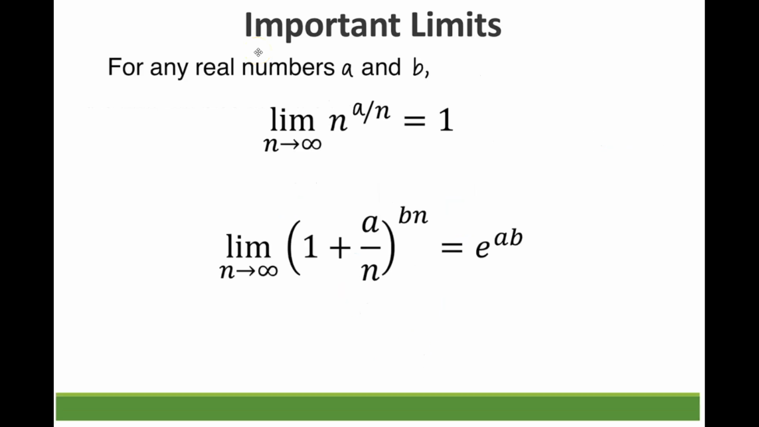The last example and this next example would benefit if we knew these important limits. For any real numbers a and b, the limit as n approaches infinity of n to the a over n equals 1. So we actually just showed that using the technique from earlier, and then either L'Hopital's rule or the laws of dominance. Now we also have this limit as n approaches infinity of the quantity 1 plus a over n to the power of b times n, that equals e to the a times b, which can be shown similarly with the previous technique, but we're just going to now use this important limit to evaluate the next limit at infinity.